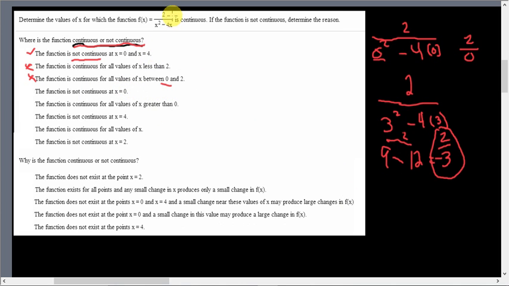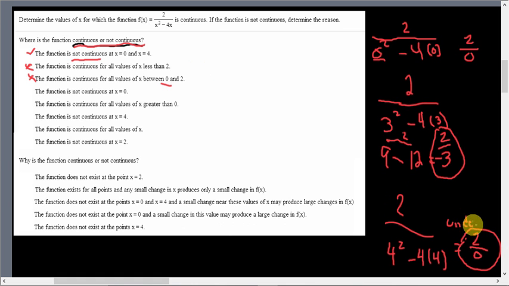Well, we found out it's also not continuous at 4, although we didn't try that out. Let's go ahead and do that. Let's see, 2 over 4 squared minus 4 times 4. That's going to give us 16 minus 16, that's 0. That's also undefined. So we know for certain now that it's not continuous at 4 either, so that's not an entirely complete definition. The function is continuous for all values of x greater than 0. Well, it's not continuous at positive 4, so that's not true.